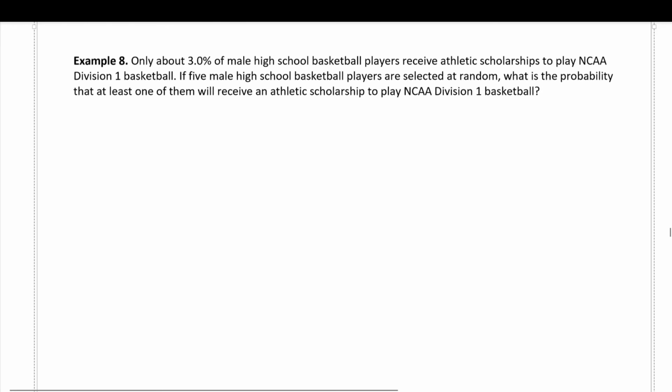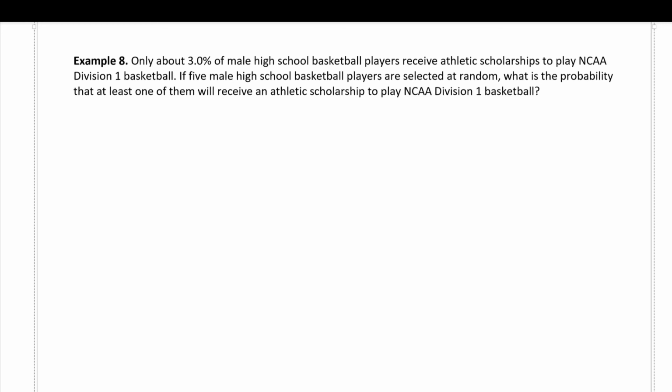Okay, next example. Only about 3% of male high school basketball players receive an athletic scholarship to play NCAA Division I basketball. If 5 male high school basketball players are selected at random, what is the probability that at least one of them will receive an athletic scholarship to play NCAA Division I basketball?